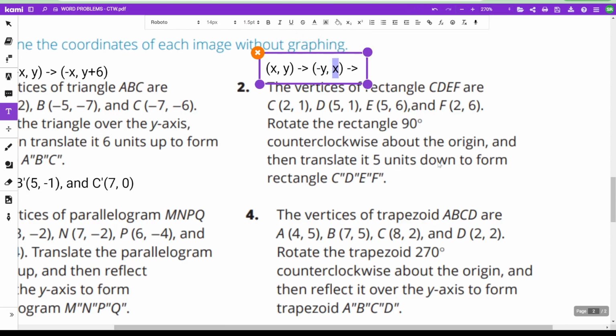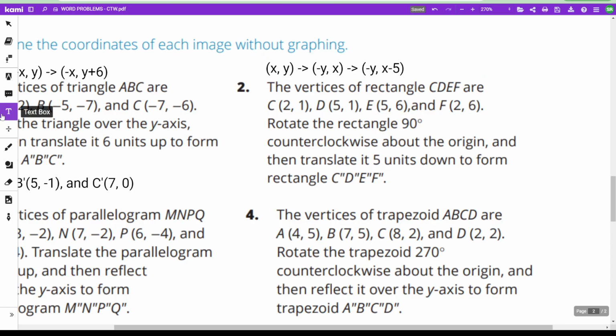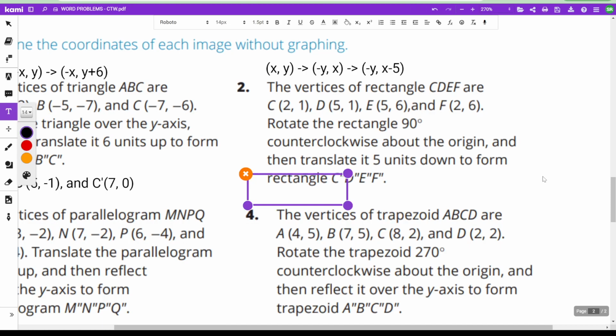So here it wants us to translate 5 units down. We're going to subtract 5 units from our new y coordinate, which is x. Okay, so we're going to carry over the negative y, and then we're going to subtract 5 units from our y coordinate, which is now x. All right, so that's going to be x minus 5. All right, and that is the proper notation for this question. So let's go ahead and use that.